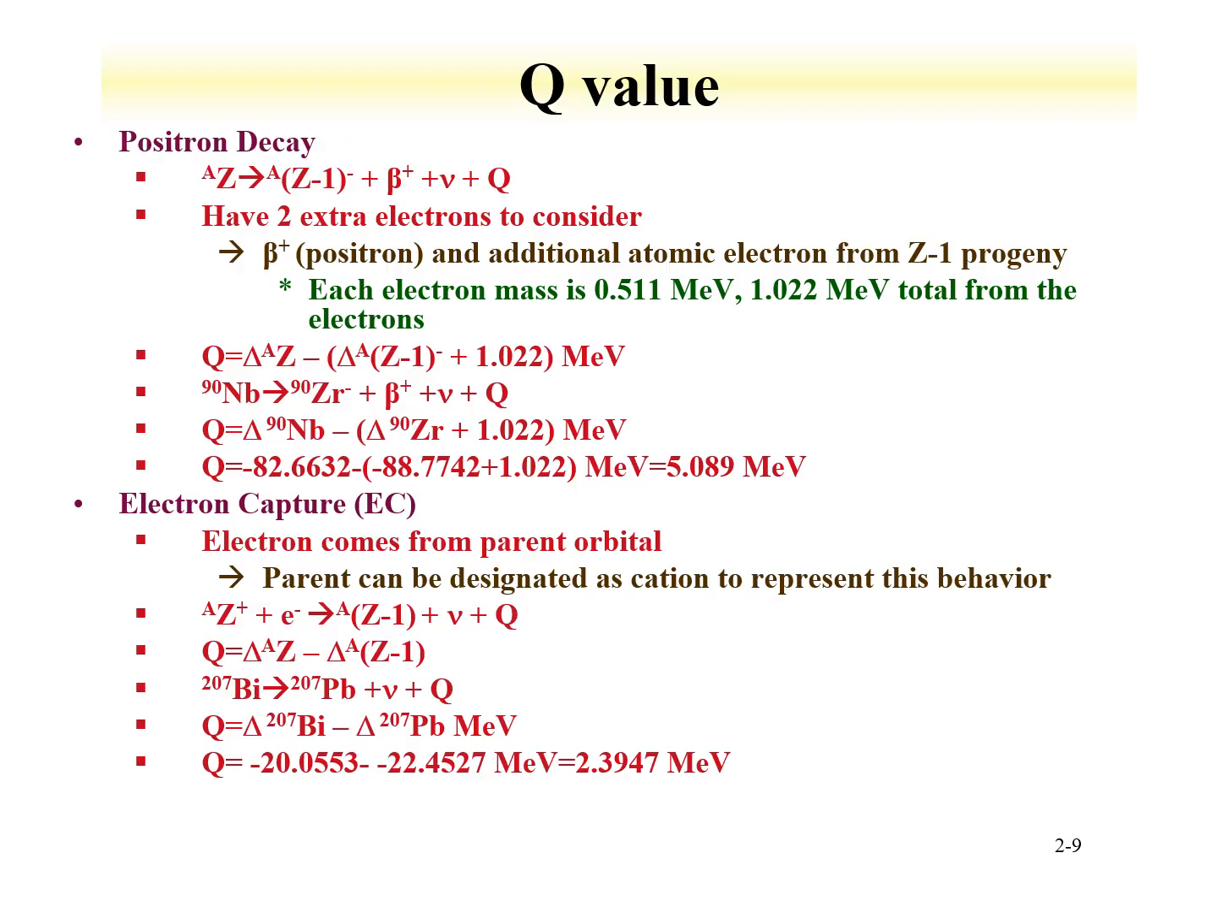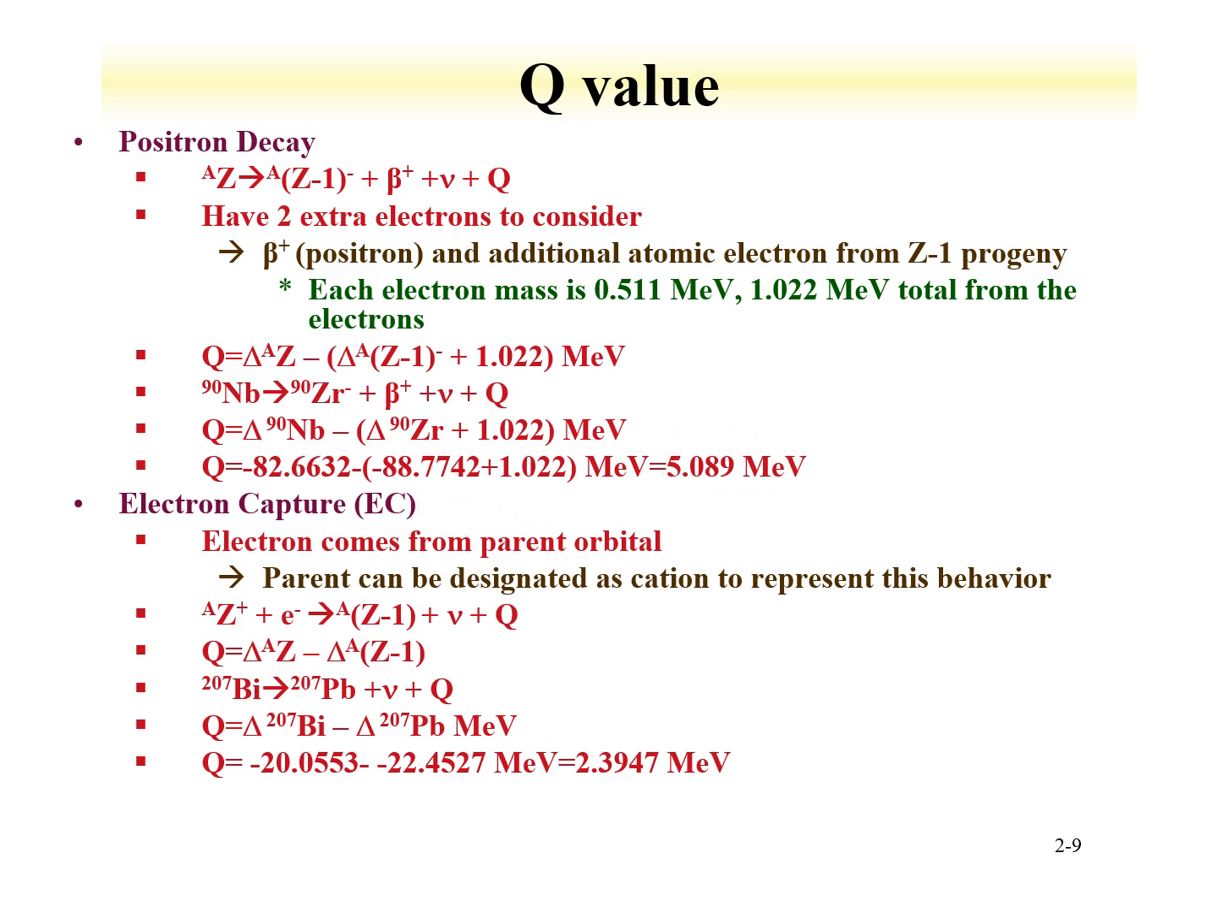So we look at a Q value equal to the parent mass minus the sum of the progeny mass and 1.022 MeV, the 1.022 MeV accounting for the electron and positron. Let's consider the positron decay of niobium-90 to zirconium-90. A positron is emitted. We look up the mass excesses for niobium-90 and zirconium-90. The positron and electron mass is listed here as 1.022 MeV. And we get this value of 5.089 MeV.